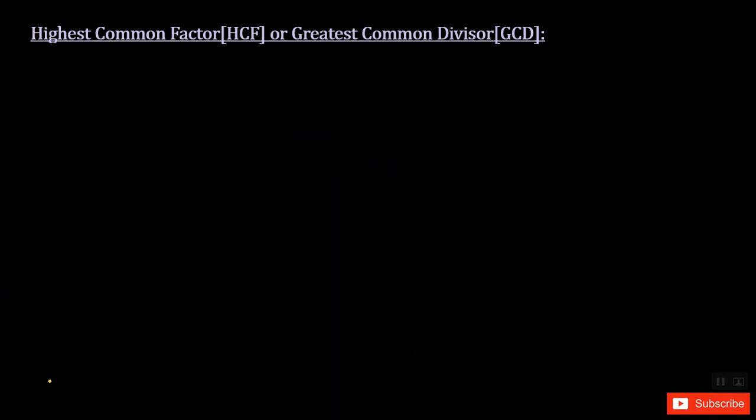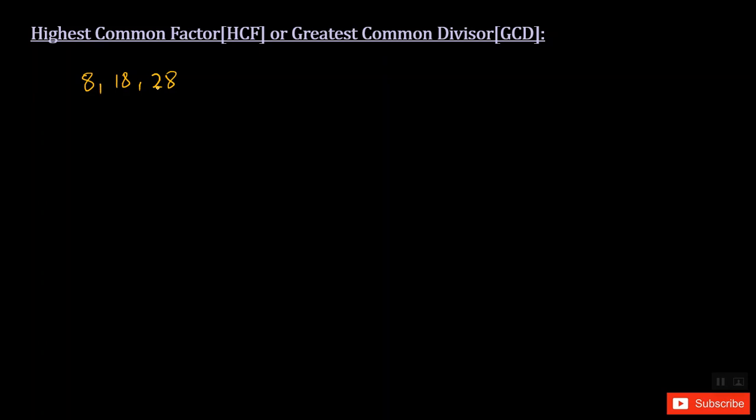Highest common factor, or greatest common divisor, is the number which divides other numbers evenly. Let's take an example: if I have the numbers 8, 18, 28, these three numbers are divisible by which numbers, and what is the greatest number which can divide these three numbers at a time? That number is called the highest common factor.